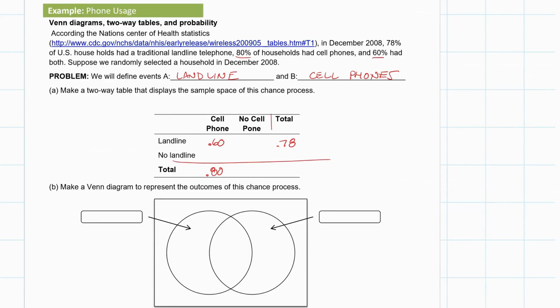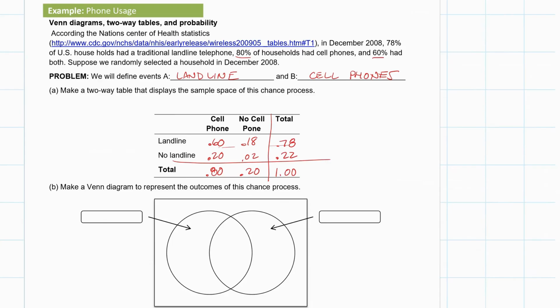Now, we know that this table has to account for 100% of everyone, meaning that this number here has got to be 22% to make these two numbers add up to 100. This number here has to be 20% so that these two numbers add up to 100. This must be 20% because these two numbers have to add up to 80. This number must be 18% because these two numbers have to add up to 78. And now we can see going either way, this has to be 2%. 2% of the households had neither a landline nor a cell phone.